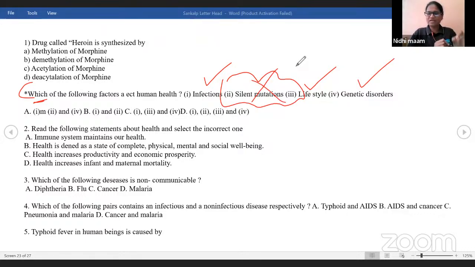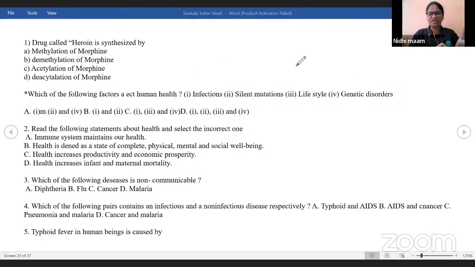So as Deepak and Sita answered option C, that is first, second and first, third and fourth one. First, third and fourth one. So these are the factors which affect human health. So option C is a wrong answer. Please rectify it. It is not option D, it is option C. Okay. So this is option D. And this is option C.